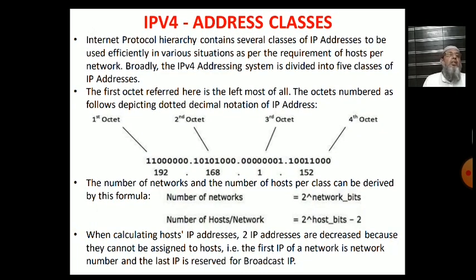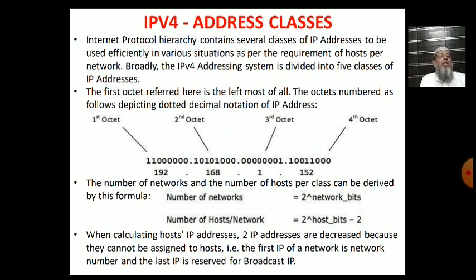IP version 4 address classes. This is a very important concept. In this hierarchical addressing mechanism, there are different classes: class A, class B, class C, class D, class E. This is again the representation of the different octets, how the calculation will be done, and how we can calculate the number of networks in a particular class and the number of hosts in a particular network.